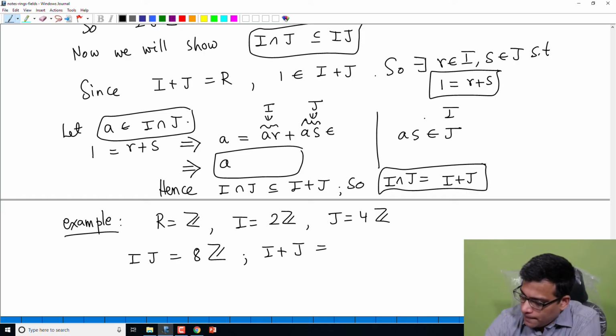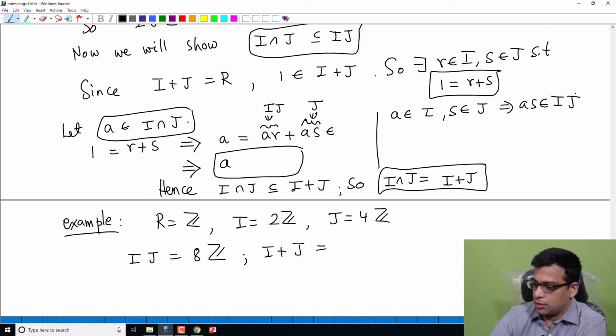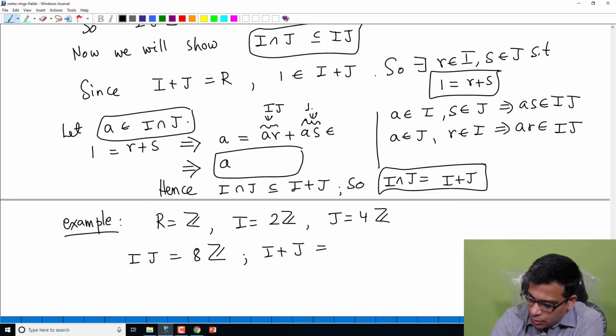So let me go back here. A is contained in I and S is contained in J. So AS is contained in IJ. So this is something I missed here. Similarly, A is contained in J and R is contained in I. So this implies AR is contained in IJ. Okay, so I should have written this here.